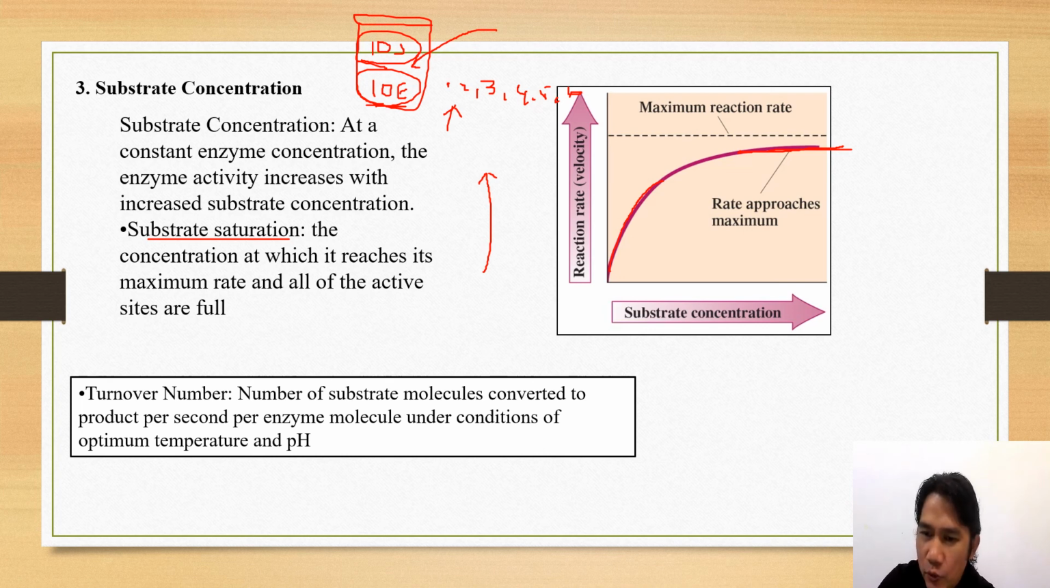The measure of enzyme activity can also be determined by turnover number, which is the number of substrate molecules converted to product per second per enzyme molecule under conditions of optimum temperature and pH.